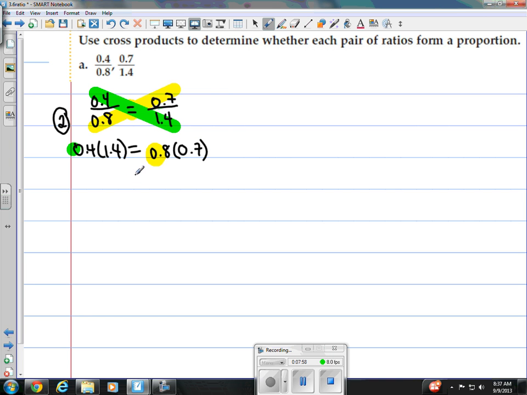Okay, now we're just going to multiply. 0.4 times 1.4 gives us 0.44. And then we have 0.8 times 0.7, which gives us 0.56. So if we look at these two products, 0.44 does not equal 0.56, so they're different. They're not equal, and no, it's not a proportion.